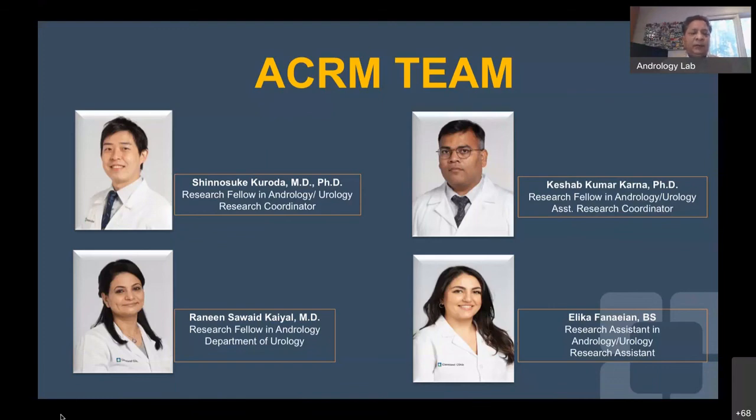In our program, we have these four individuals who are now taking over the burden of managing the work. The senior one is Dr. Kuroda, or Shin. He is a fellow in our program. He is a trained urologist and a researcher who has done a lot of work back in Japan. He has come to our program for one to two years to really practice and learn about research in andrology. He is the main person who is interfacing with many of you.